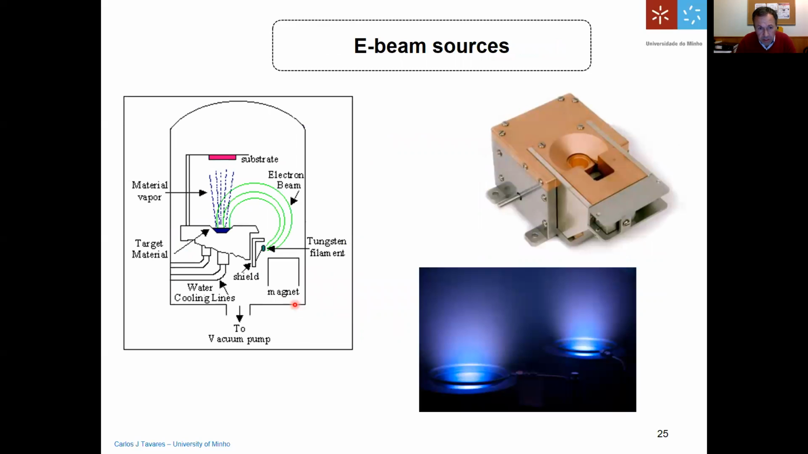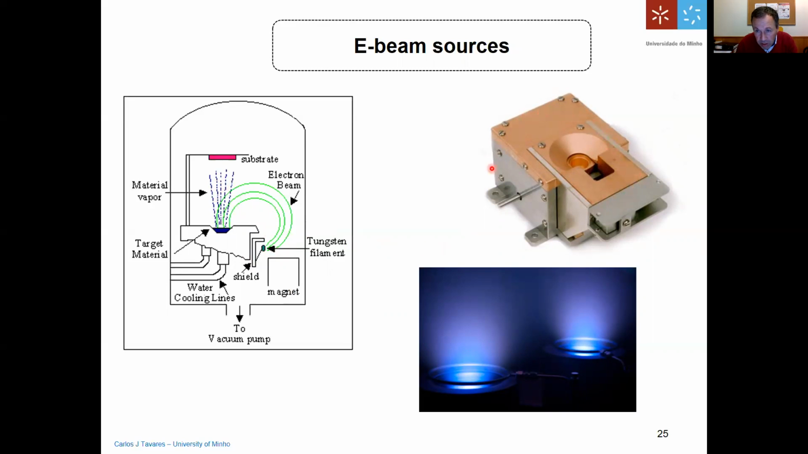So let's look again at this picture that I showed you a while ago, which had an electron beam source, an E-beam source. Here you can see two electron beams being used, for example, evaporating different types of materials. And it's interesting to see that there's a gas feed around the evaporation source. So when the elements are evaporated, they can react chemically, for example, with oxygen or with nitrogen.